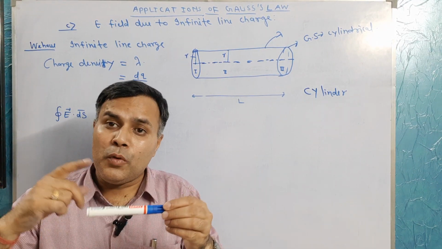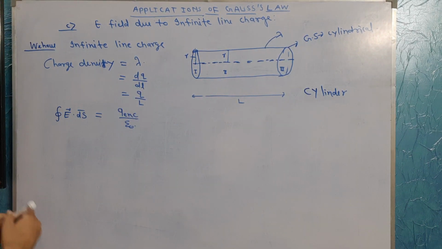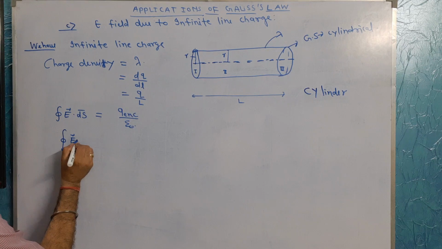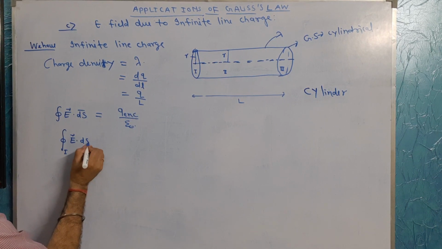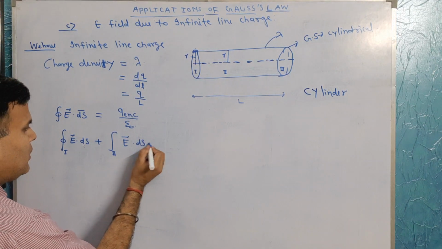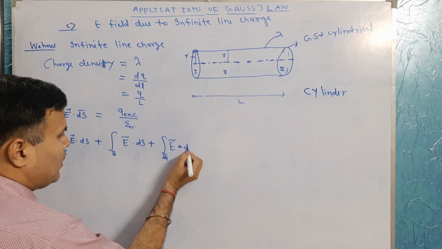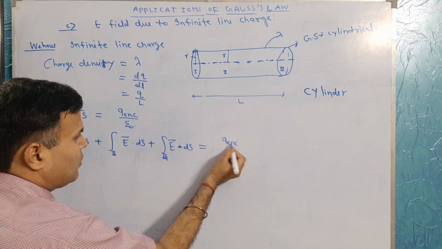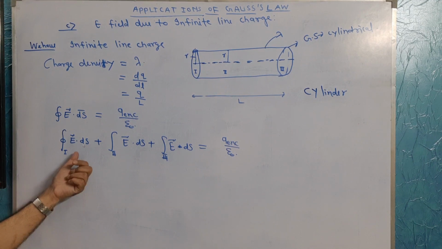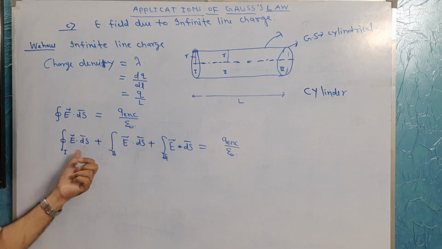We have to find the charge enclosed and the flux through three different surfaces. So what is our Gauss law? It is the integral of E dot ds over surface 1, plus E dot ds over surface 2, plus E dot ds over surface 3, equal to the charge enclosed divided by the free space permittivity. Anyhow, we have to find E dot ds for these three different surfaces.